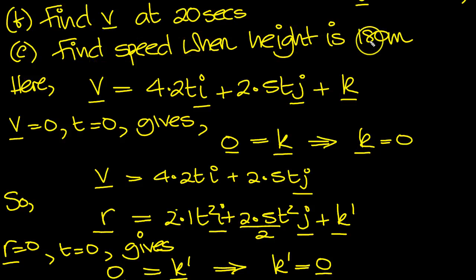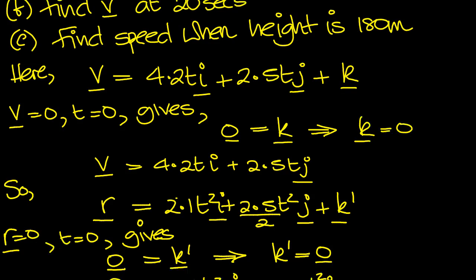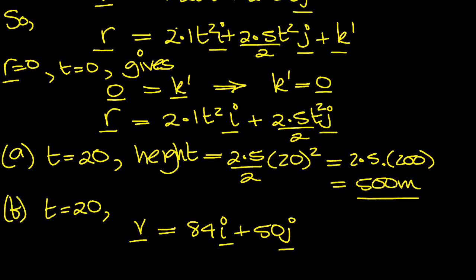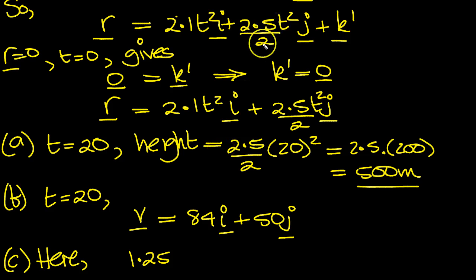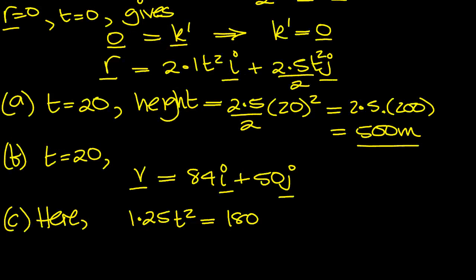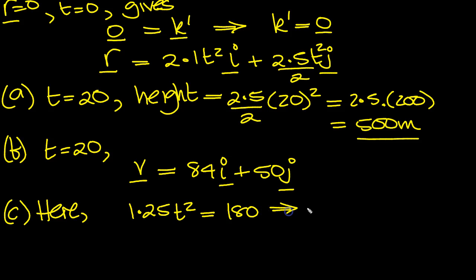Find the speed when the height is 180 meters. So let's go back to our position. The height is here. So here we've got this, which is 1.25. 2.5 over 2 is 1.25, t squared. That's the height, which is 180. So that tells us what t squared is then.